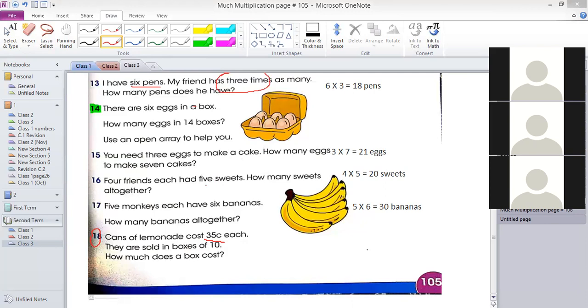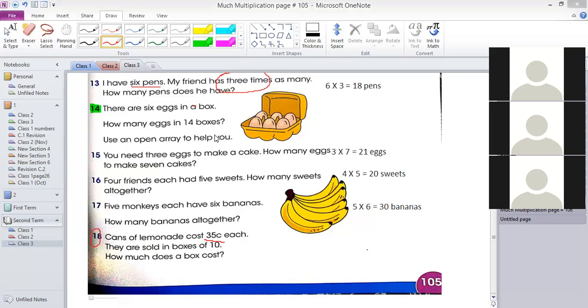The cans of lemonade cost 35 cents each. They are sold in boxes of 10. How much does a box cost? 350. Divide 35 multiplied by 10. Good, very good. Thank you.